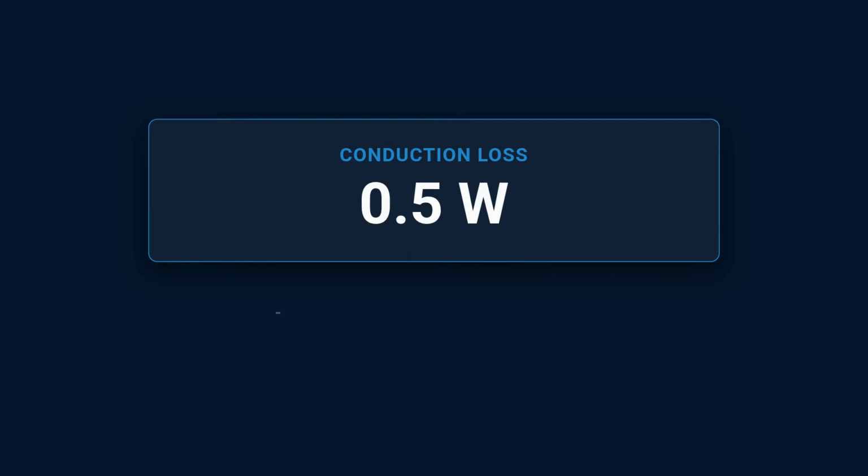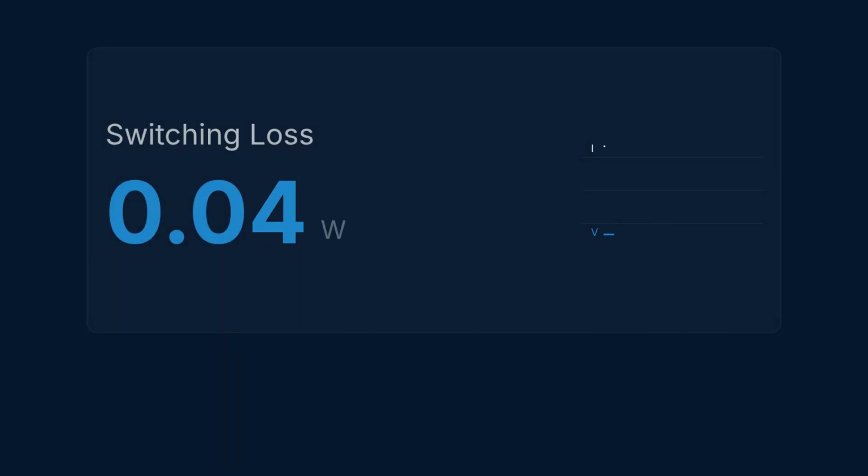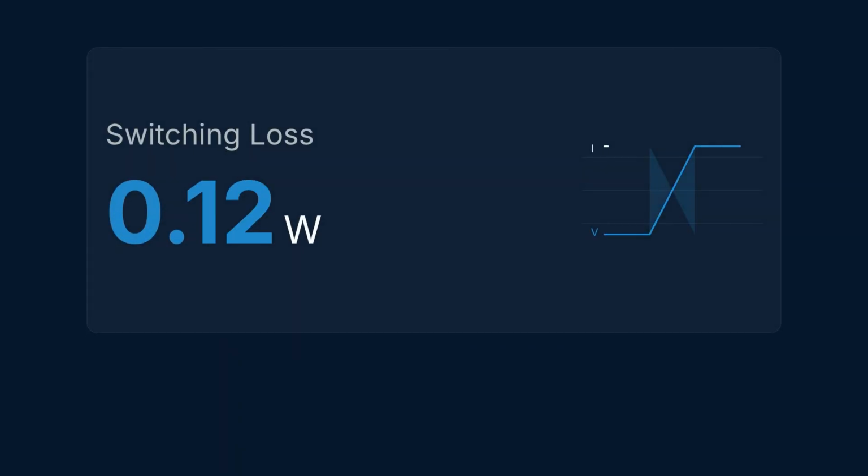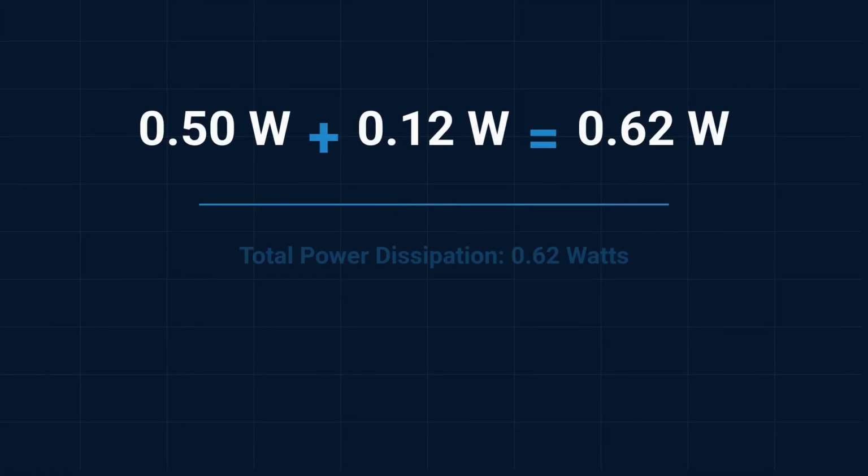Conduction loss shows 0.5 watts, which is the power lost when current flows through the MOSFET's on resistance. Switching loss is 0.12 watts, the power lost during turn-on and turn-off transitions. Total dissipation combines these at 0.62 watts.